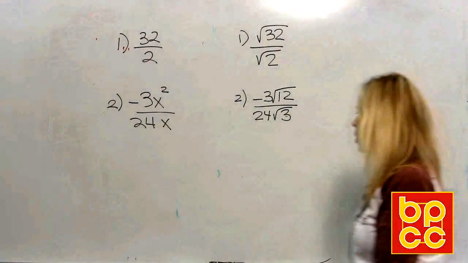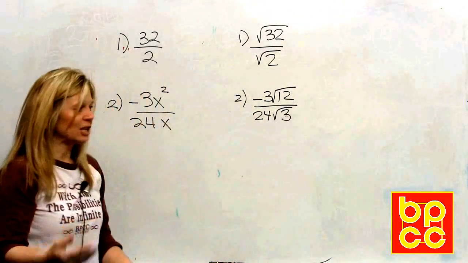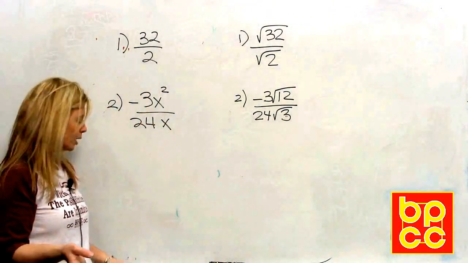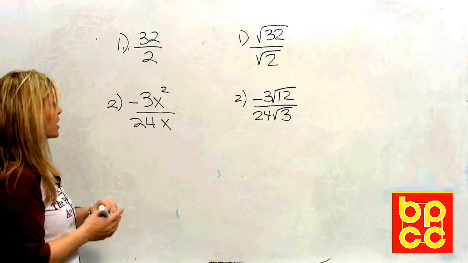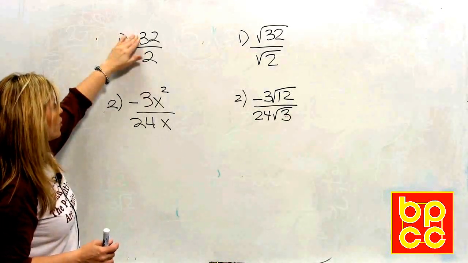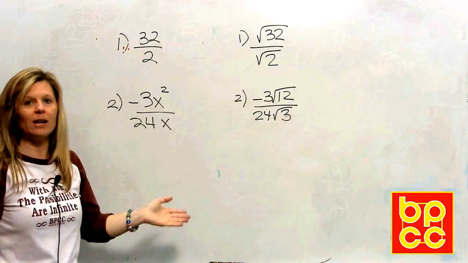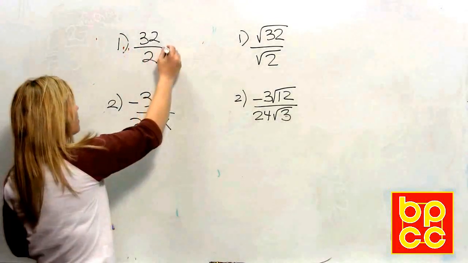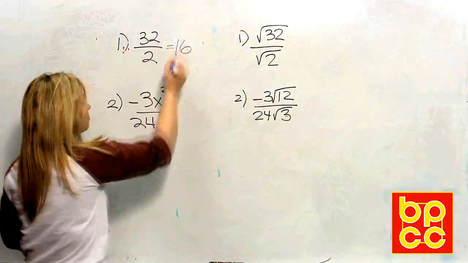Again, I always want to relate what you're doing that's new to you to something you've already learned. So let's go back to basics. If I asked you to divide 32 by 2, you wouldn't have any problems. 32 divided by 2 is 16.